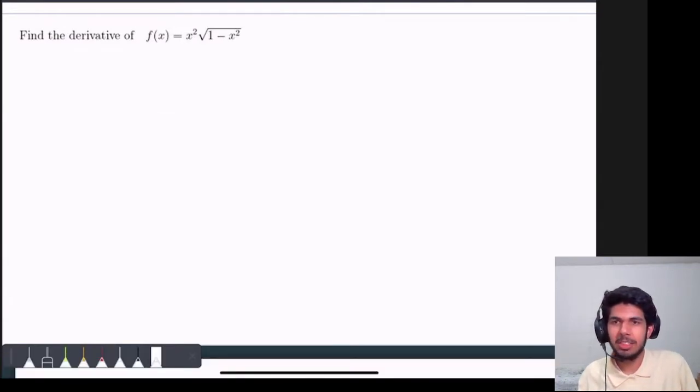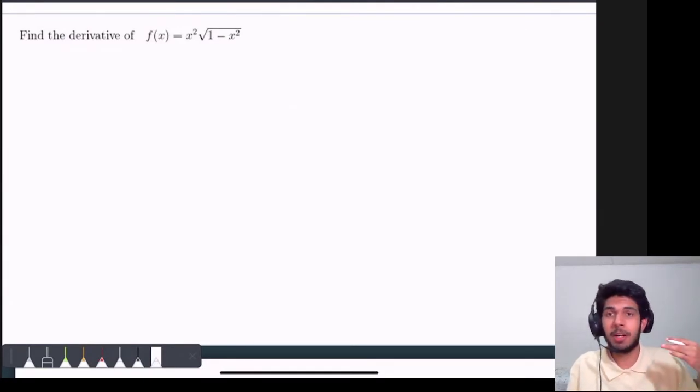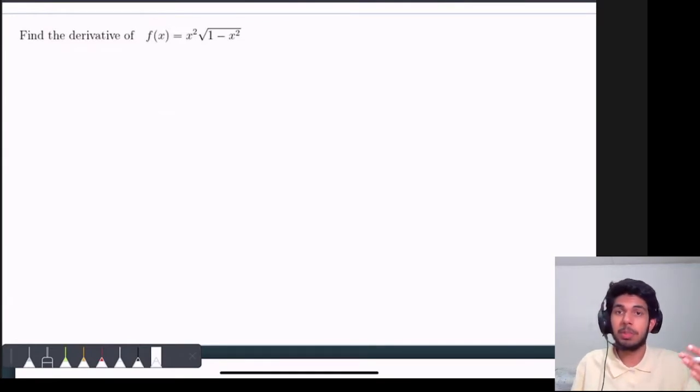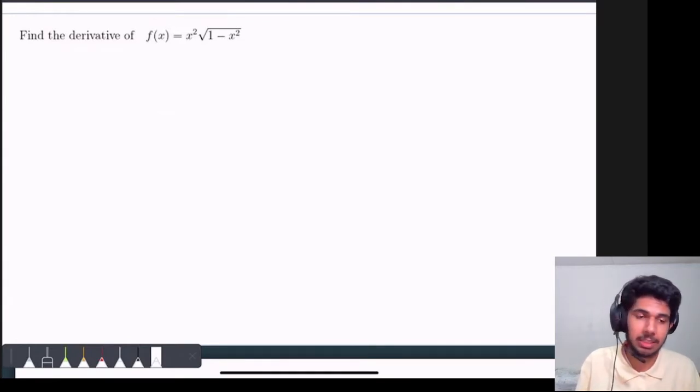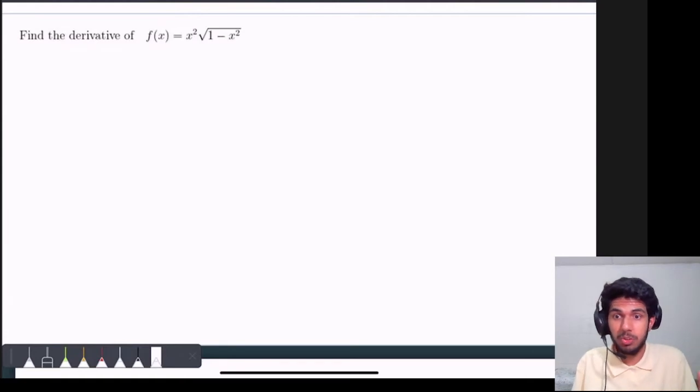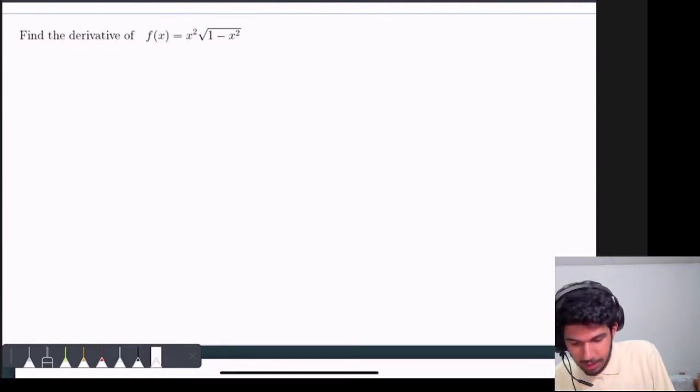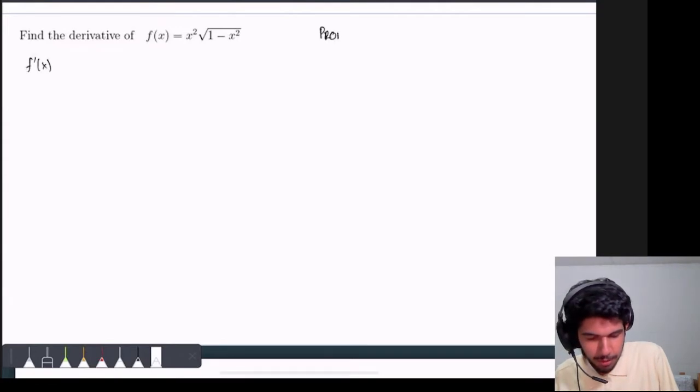But really, we're dealing with a product of two functions, right? We're dealing with the product of x squared multiplied with the square root of 1 minus x squared. So we'll use the product rule, right? F prime of x, I'll just write it here, product rule.